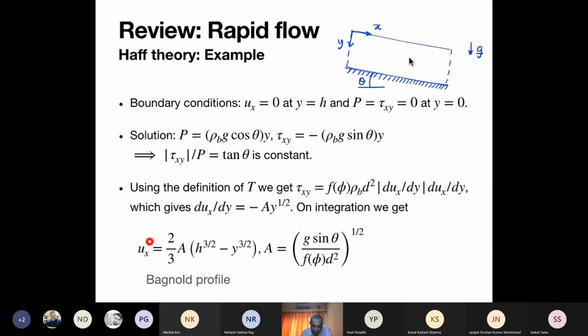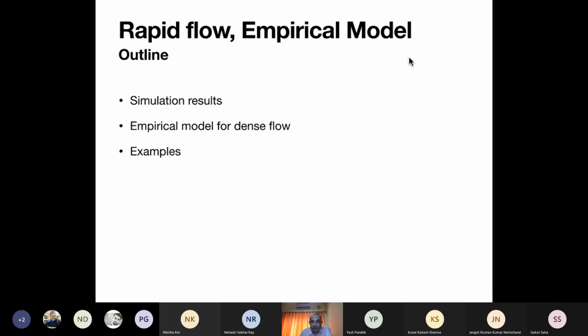And then if you integrate it, you will get this, which is called the Bagnold profile, where A is just given by this quantity. So this has been essentially validated by experiments and so forth. So the Bagnold profile, or even the Haff profile, whatever you want to call it.